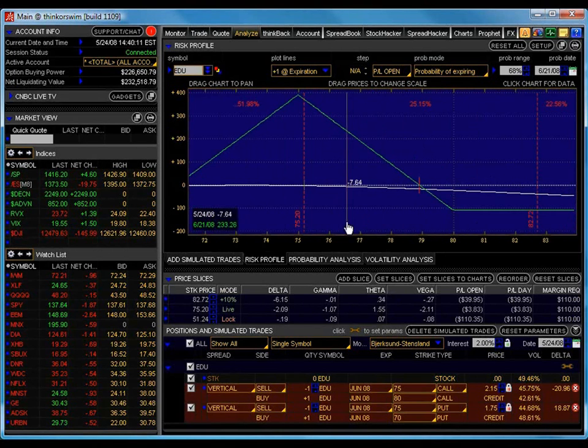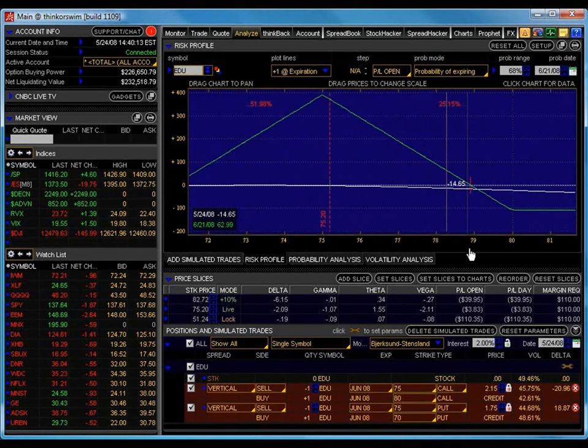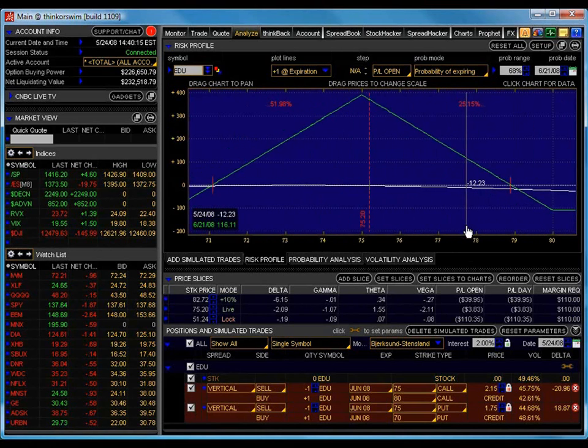Let's do this just kind of as a learning lesson here. We have a fairly wide range in which the stock can move, and we can achieve our maximum profit if the stock moves within this range at expiration. Remember that this green line represents the maximum profit we can achieve at the expiration date. This white line is the amount of profit or loss that we can achieve at this particular moment in time.